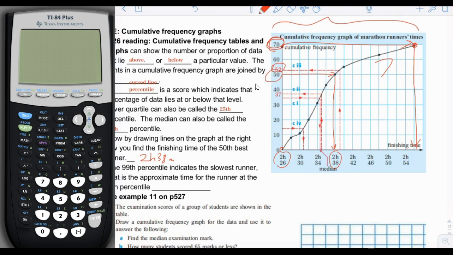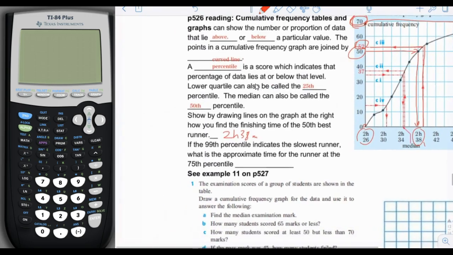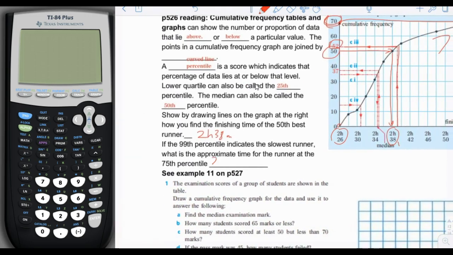And then we would find that the time corresponding to the 75th percentile would be somewhere between 2 hours and 38 minutes and 2 hours and 42 minutes, a little bit closer to 2 hours and 38 minutes than 42, so I would say maybe 2 hours and 39 minutes. So I'm going to put here 2 hours and 39 minutes.